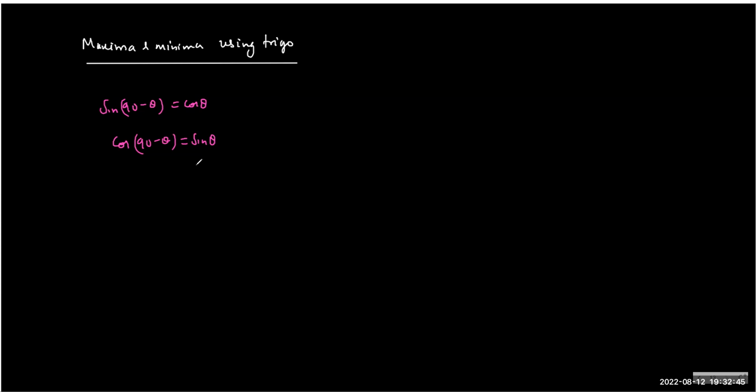Yes or no? Yes, sir. So sine and cosine are not different. It's just a way of writing, and therefore there is always a relationship between these two.